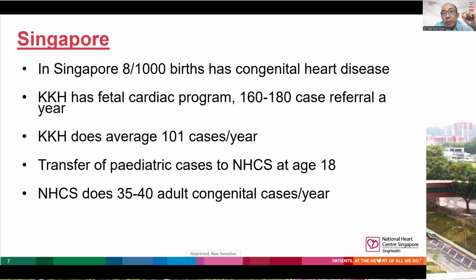We do get some of them from the SAF screening program, and so not all of them are diagnosed when they are children. Some of them are diagnosed when they are adults.